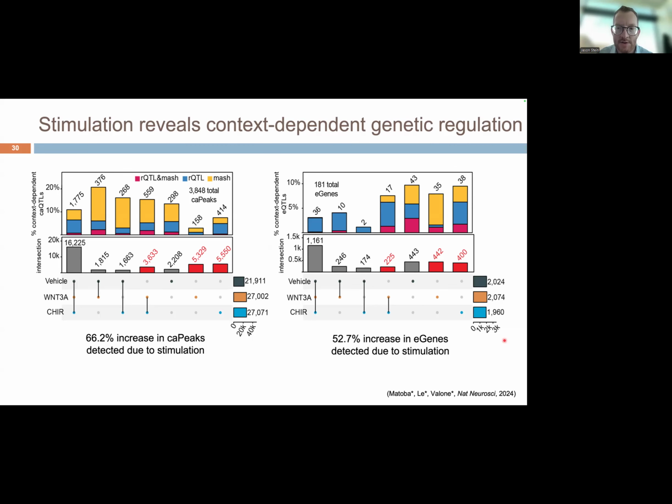We also explicitly tested for differences across conditions using two approaches. One is a Bayesian approach called MASH, and the other is an interaction test, which we call the rQTL. And we found basically thousands of CA peaks and over 100 eGenes with statistically significant condition-dependent effects. So sometimes those interactions were accentuating genetic effects that existed in both conditions, and those are shown like here. And sometimes those interaction effects were found specifically in one of the stimulated conditions, but not in the vehicle condition, as shown like here.